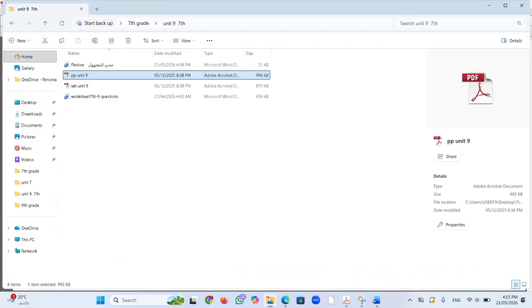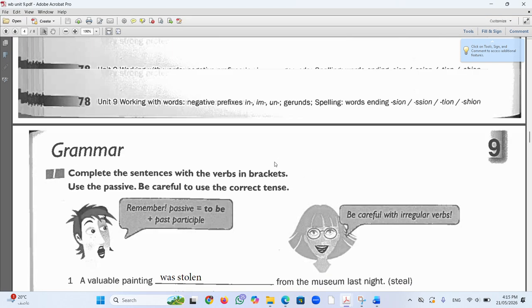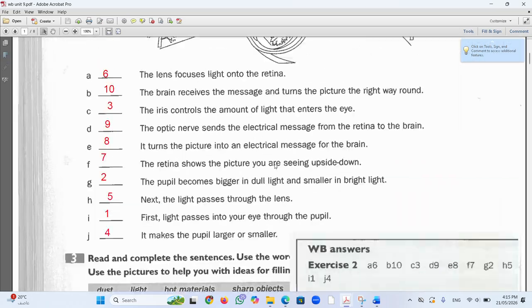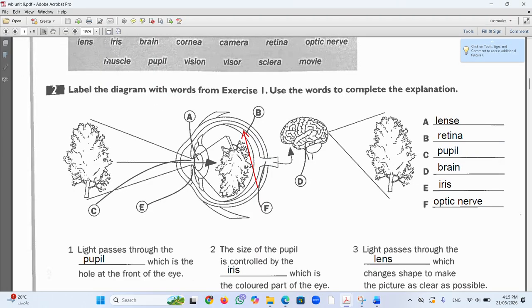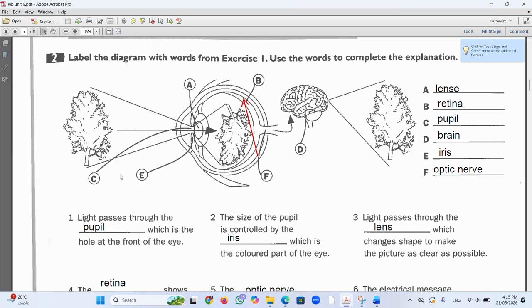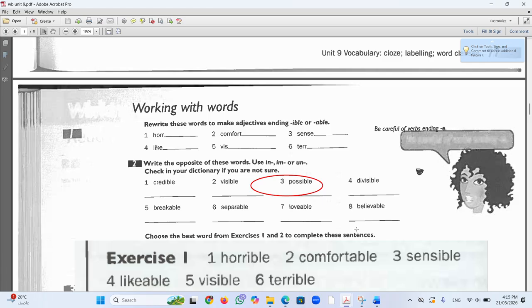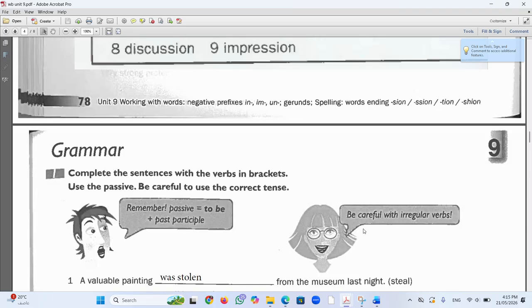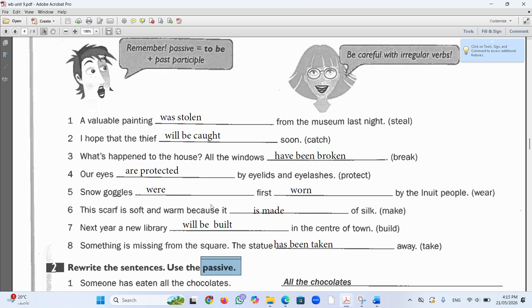Now you can open with me your workbook. In your workbook, if you open from the beginning of this unit, you can find this exercise is very important, as I explained it to you in your lesson. These exercises are very important for you, and here are the answers. This exercise is very important.